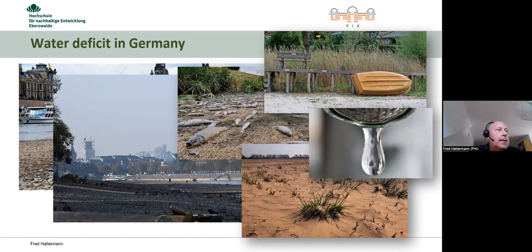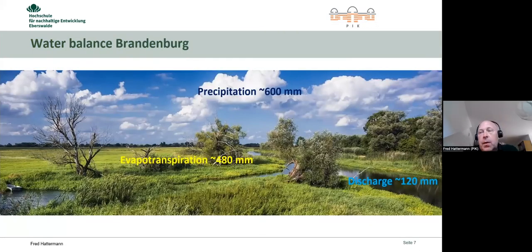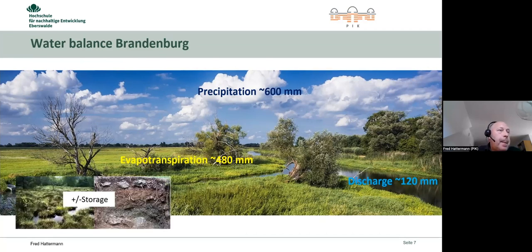in the moment. And looking simply at the water balance of the landscapes in our area, this is Brandenburg, Berlin, for example, we have roughly a precipitation of 600 millimeters. This is, 1 millimeter is 1 liter per square meter, and an evapotranspiration of roughly 480 millimeters. So only the rest of it is discharge. This is the water availability we have, firstly in groundwater, later in the surface waters. Of course, we have a bit of storage.